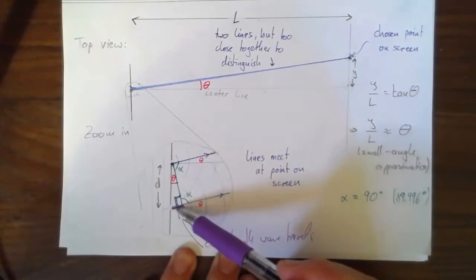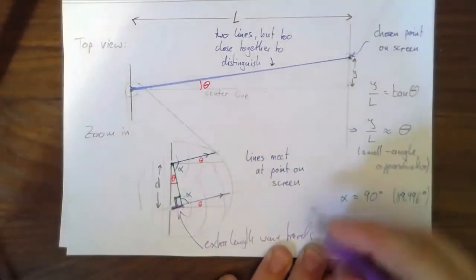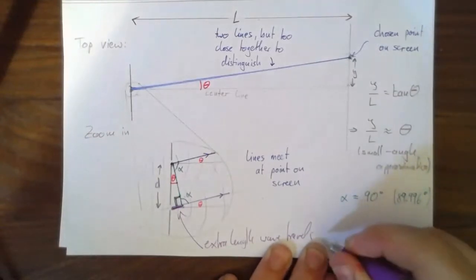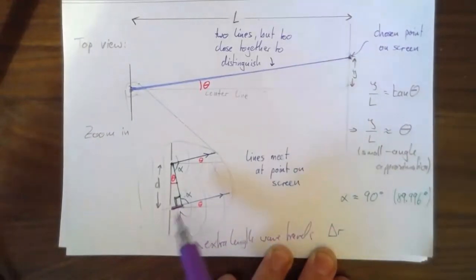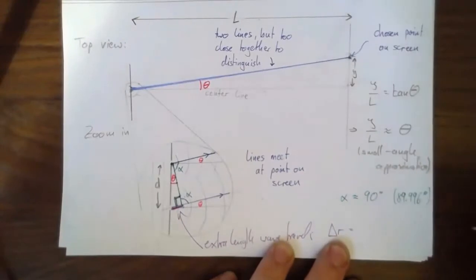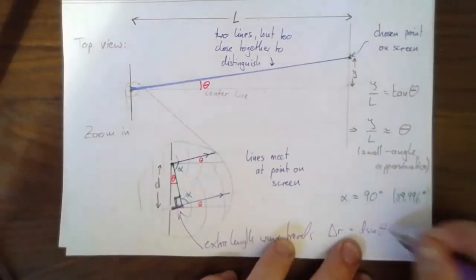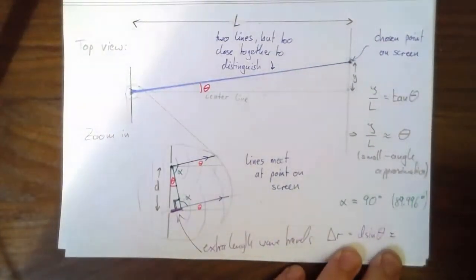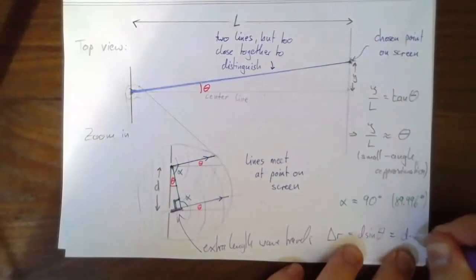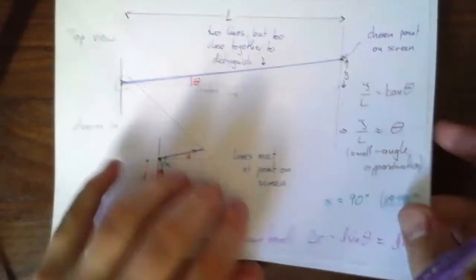So the extra length right here is going to be d sine theta. Let's call this my delta r, the extra, how much longer one path is than the other. And this is going to be d sine theta, but because the angles are small, this is approximately d times theta. Again, the small angle approximation. All right.